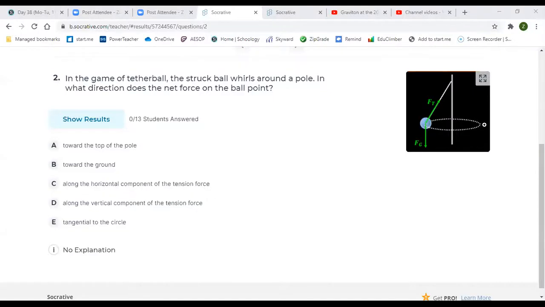Okay, so with that in mind, I want to move to the second one. The second question here is asking about the game of tetherball. I don't know if you've played tetherball, but the idea is you've got this ball tied to a string, and you are trying to hit it back and forth. The goal is to wrap the ball around the pole. But my question right now is just, if you've got a ball that is going in a circle like this, just in a level circle, which direction does the net force need to point?